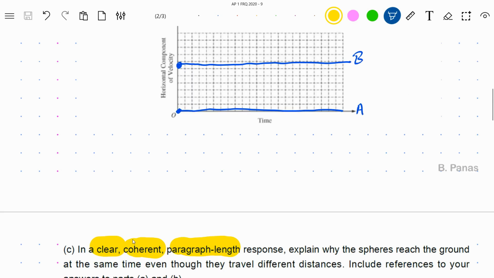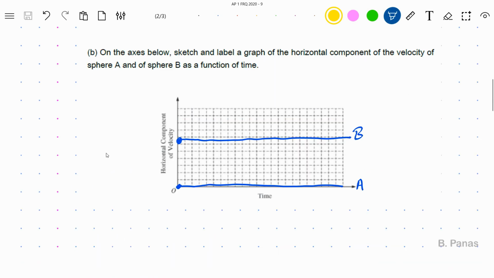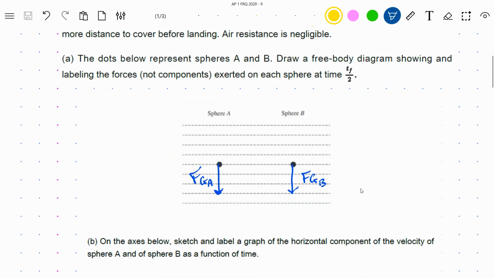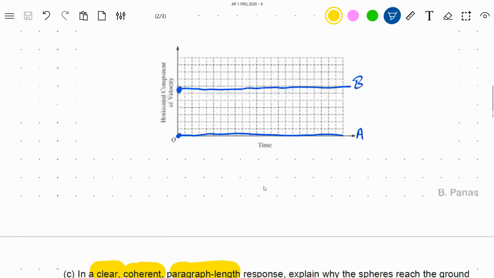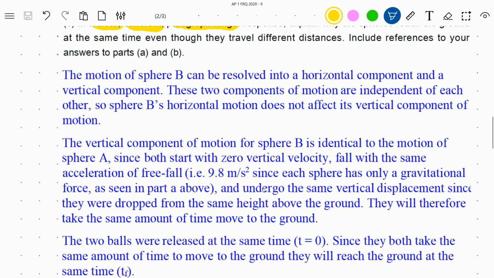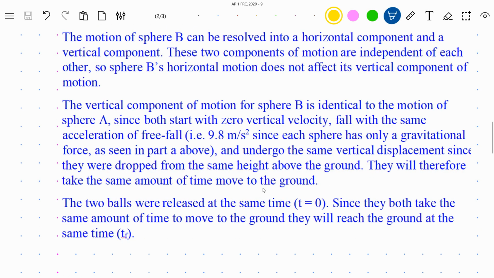It was only worth 1 mark to get this whole idea of the 2 graphs right. This was 1 single mark for both A and B, and it was also 1 single mark for both of these force diagrams. So really, it was 1 point for A, 1 point for B, and then of this 7-mark question, it was 5 marks here. So you can see that the paragraph length responses can be worth quite a lot. Okay, so how did I do?